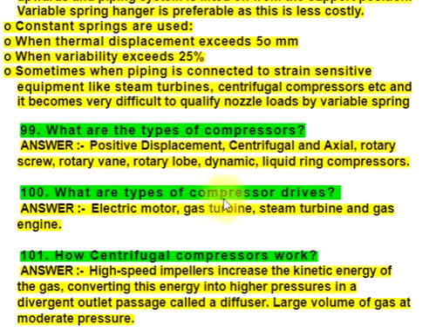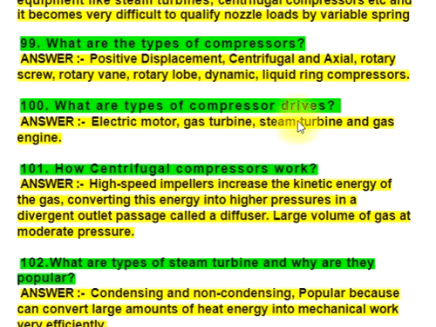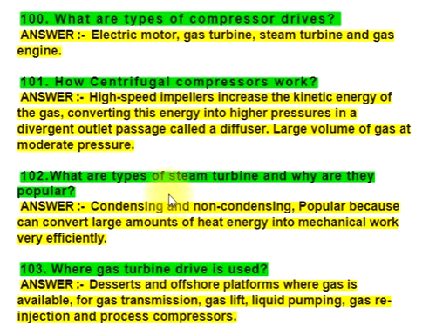99. What are the types of compressors? Answer: positive displacement, centrifugal and axial, rotary screw, rotary vane, rotary lobe, dynamic, liquid ring compressors. 100. What are types of compressor drives? Answer: electric motor, gas turbine, steam turbine, and gas engine. 101. How do centrifugal compressors work? Answer: High-speed impellers increase the kinetic energy of the gas, converting this energy into higher pressures in a divergent outlet passage called a diffuser. Large volume of gas at moderate pressure.